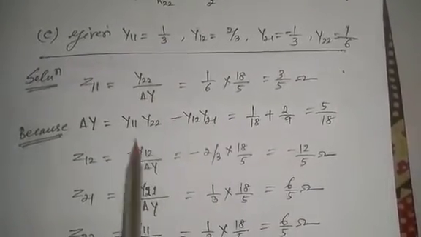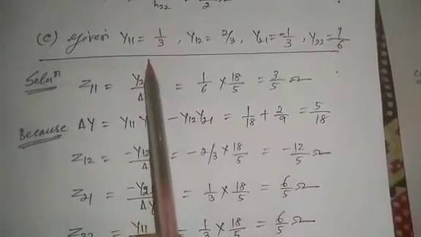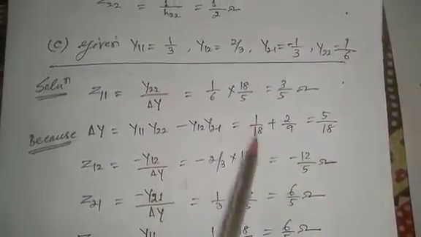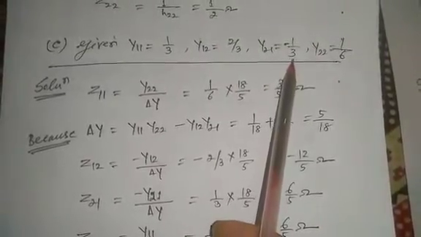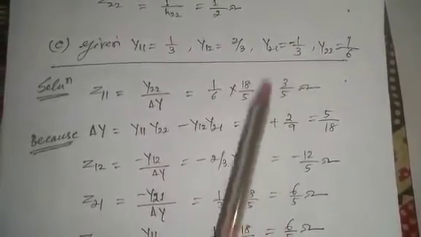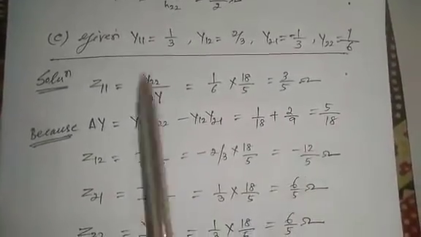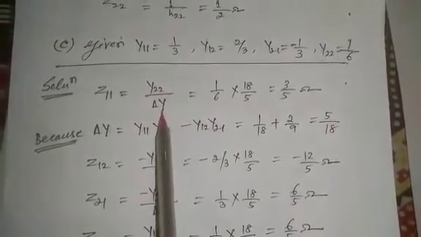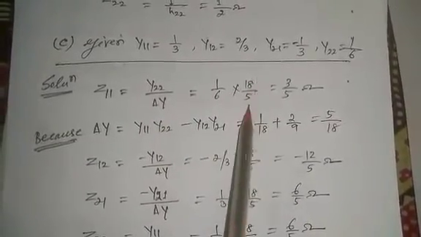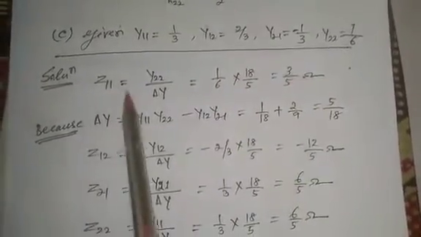First you calculate this one. y11 into y22, that is 1 by 3 into 1 by 6, which is 1 by 18, then minus of 2 by 3 into minus 1 by 3, that is minus of minus 2 by 9, which is plus 2 by 9. That gives delta y equal to 5 by 18. When we multiply by 18 by 5, this value is 3 by 5 ohm, z11.